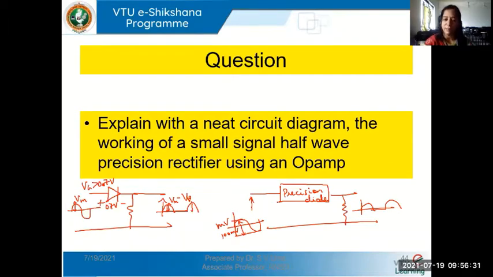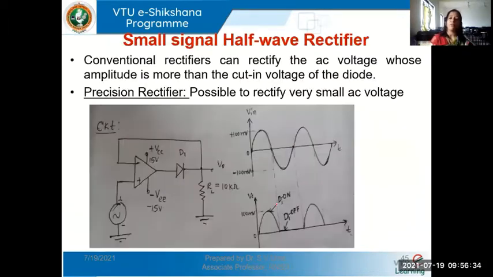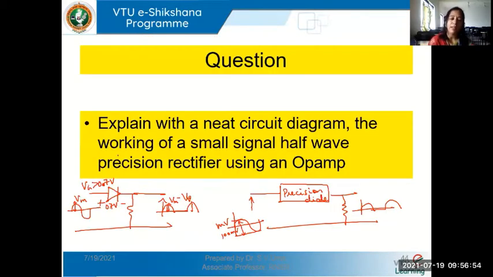And how do I design this precision diode? I have to make use of an op-amp and connect the diode within the feedback loop of the op-amp. So if you connect a diode in the feedback loop of the op-amp, you will be able to make it work with much higher precision. When I say higher precision, I'll be able to overcome this cut-in voltage of 0.7 volts, which is needed by an ordinary diode. So when an ordinary diode is used, we needed a cut-in voltage of 0.7 volts and we needed the input to be more than 0.7 volts, right?